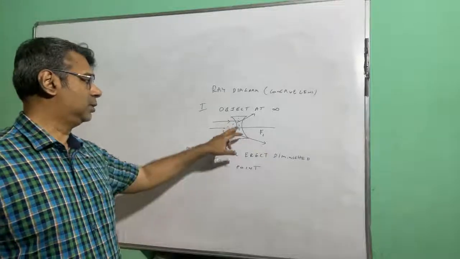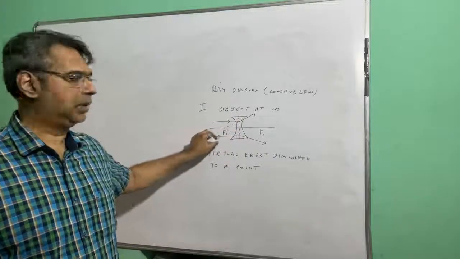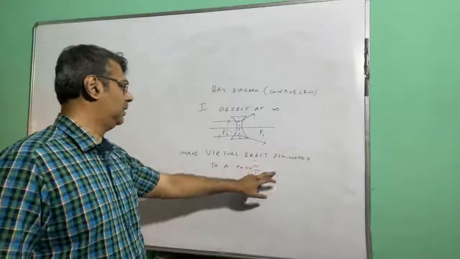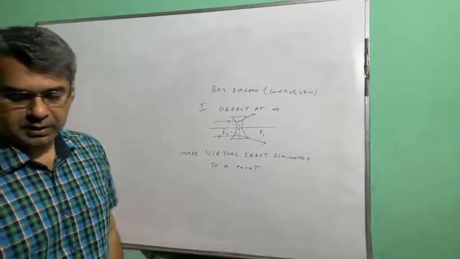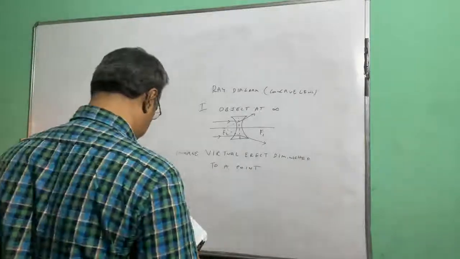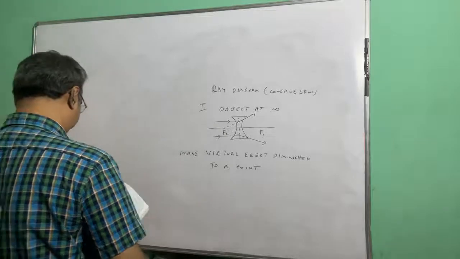The image is produced by the reverse meeting of the rays, so it is virtual. With respect to the object it is erect, but it is diminished to a point. So this is the first application of the concave lens.